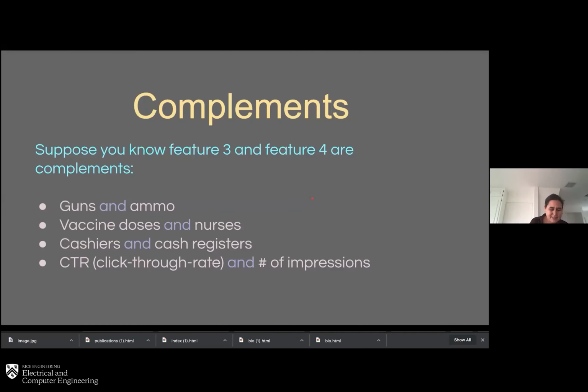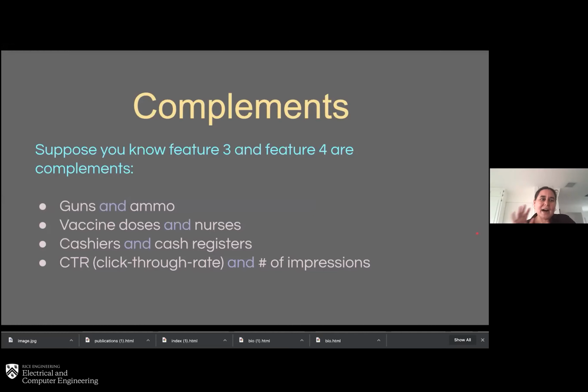Okay, a second type of shape constraint that we can apply on multiple features is complements. So you might know that feature 3 and feature 4 are complements. When I was at Rice in Texas, I did an econ degree as well as electrical engineering, and one of the famous examples of complements at Rice in economics was guns and ammo. We don't talk about that as much in California though.